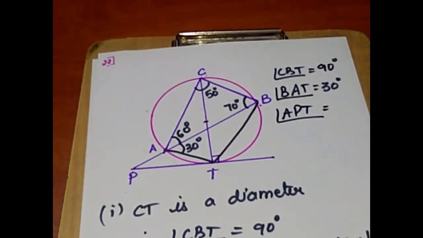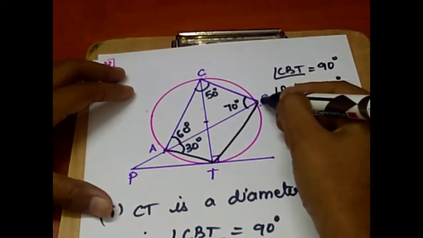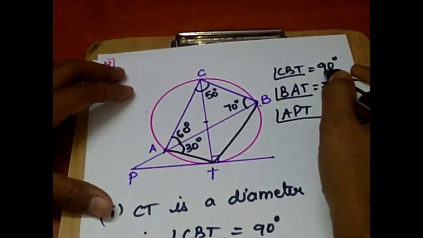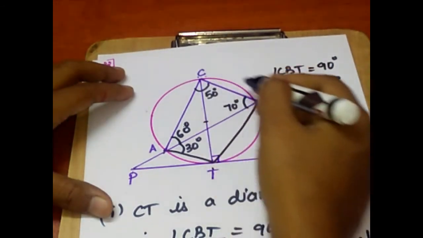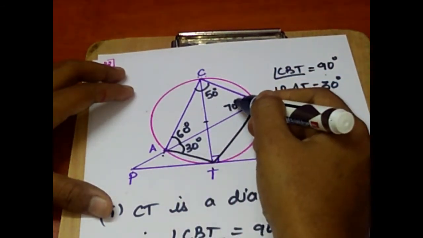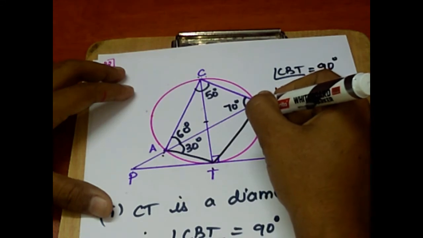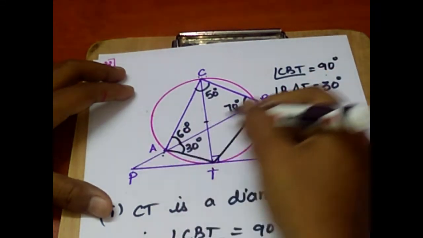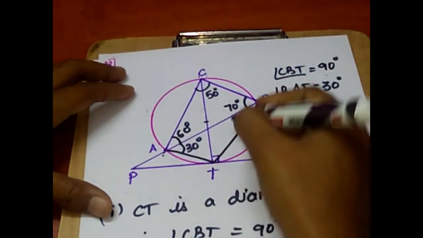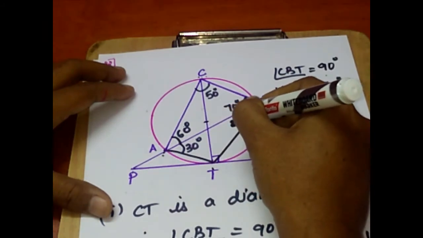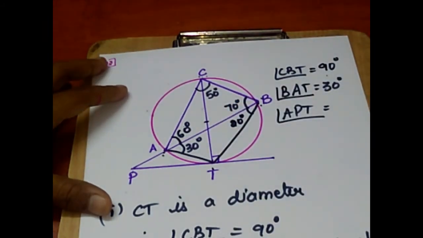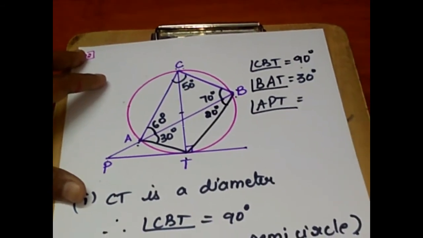How to prove this angle APT? So here also we have many alternate options. I am going to consider the simple one. As we have already proved, angle CBT is 90 degree and angle CBA is given as 70 degree. So let me mark angle PBT or ABT as 20 degree. I hope you are able to get what I am going to say, children.